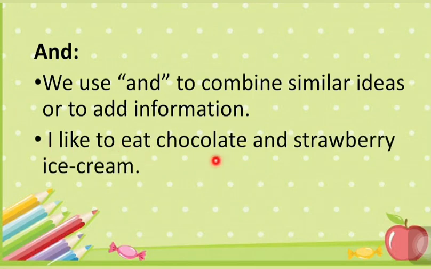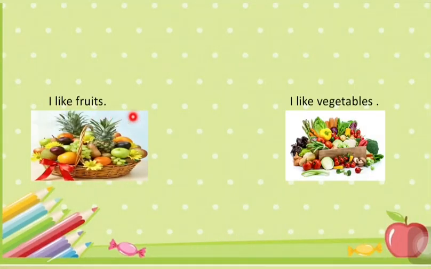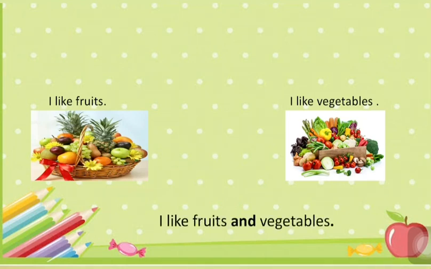I like to eat chocolate is one piece of information and strawberry ice cream is another piece of information. So both the informations, they are connected with the conjunction and. Is it clear, children? Let's see some other examples. I like fruits. I like vegetables. Now see children, again there are 2 informations given about me. I like fruits. I like vegetables. Now do you have an idea? How am I going to combine it? Lovely. I like fruits and vegetables. See, both the informations, they are combined using the conjunction and.